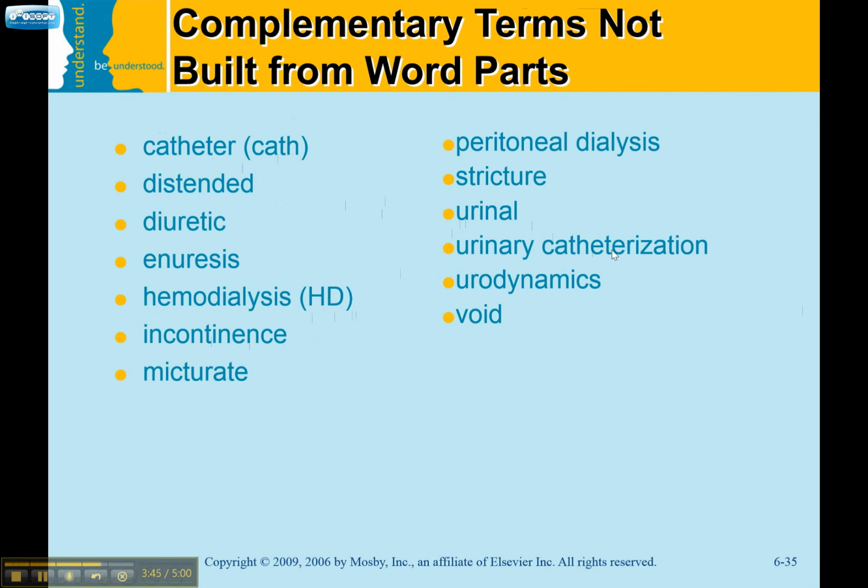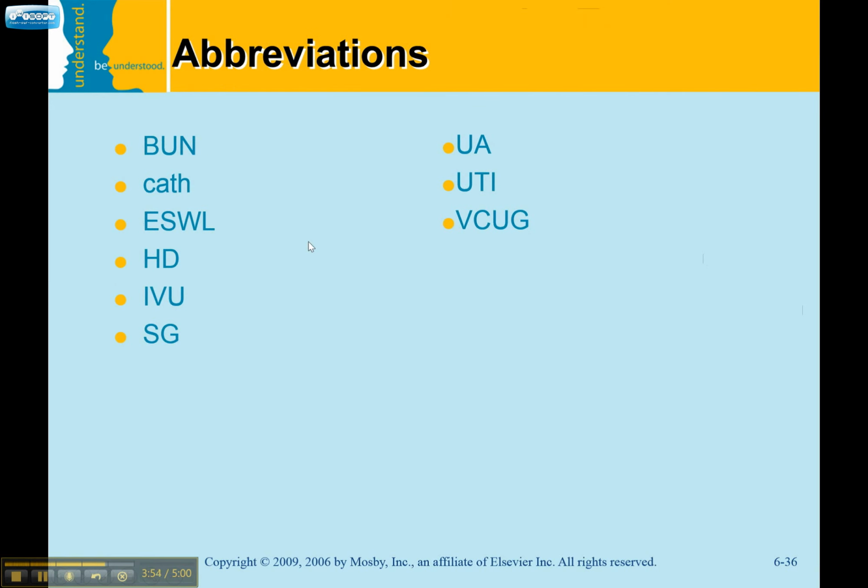Urinary catheterization is the same thing. The catheter is the instrument and urinary catheterization is the process. Here are our abbreviations for this chapter, as always. Remember your abbreviations, because you'll see them on the test.